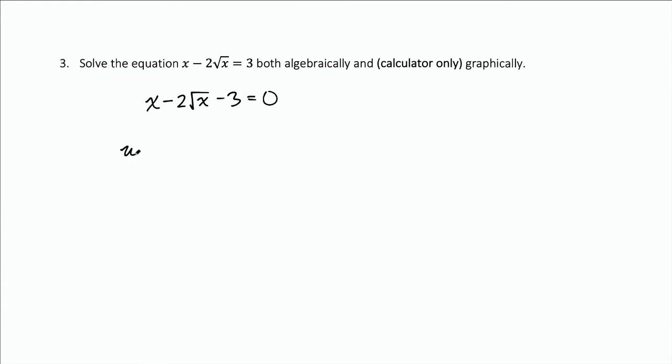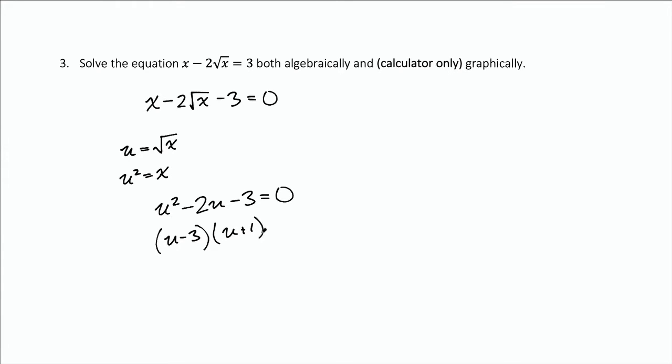I'm going to use u and call it the square root of x, because then u squared is equal to x. And so now in this equation, I've got x and square root of x, and I can write those as u squared and u. So this equation becomes u squared minus 2u minus 3 equals 0. And this we can factor. This is u minus 3 times u plus 1. And that just helps us factor it.